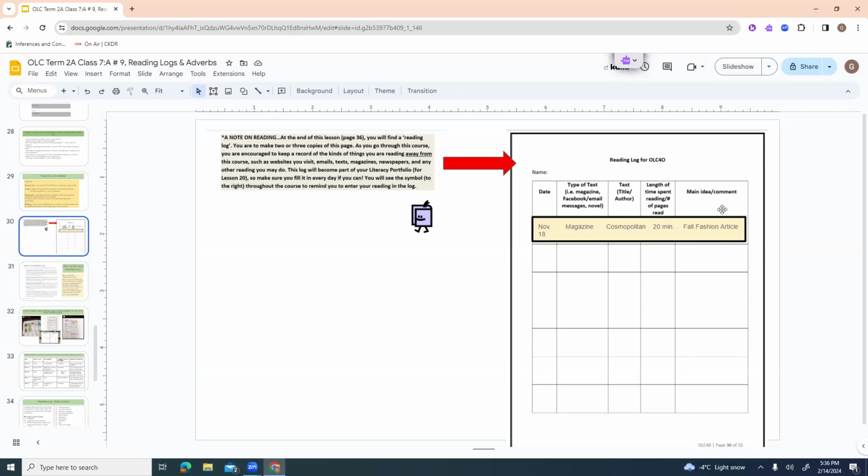And then you kind of give a comment on what you read. So here I'm saying that I was reading Cosmopolitan magazine for 20 minutes and I was reading about fall fashion. You could be looking at posters, legal documents, birthday cards somebody sent to you, a procedure manual telling you how to set up the photocopy machine in your office. Whatever it is that you read, write it down here, okay? And you're going to be doing that throughout the course.